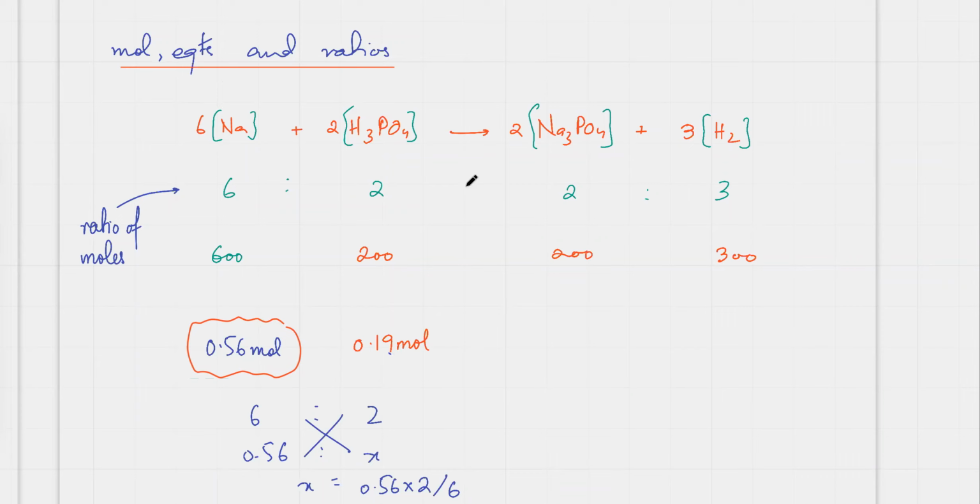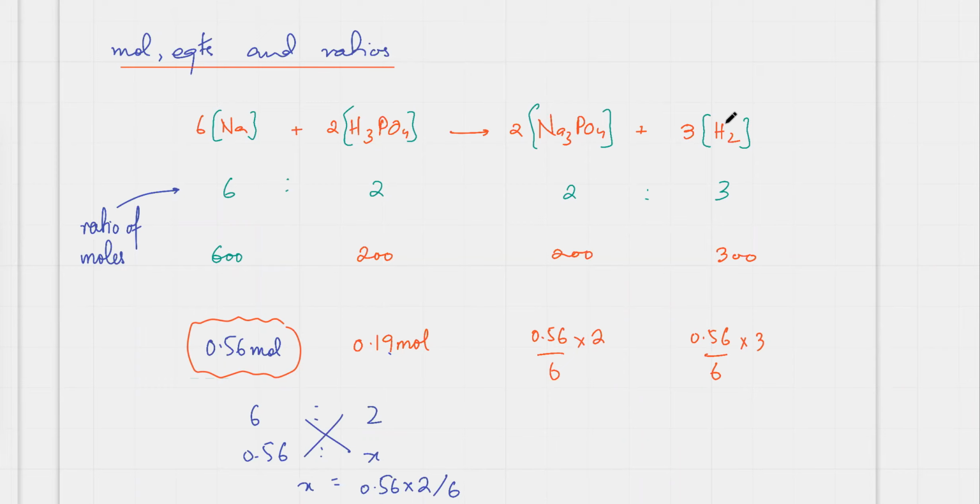If I want to find the moles of this one, it's going to be 0.56 divided by 6 into 2. That's the quick method. Just don't waste time. Just be very quick. 0.56 divided by 6 into 2. If I want to find the moles of H2, it's going to be 0.56 divided by 6 into 3.